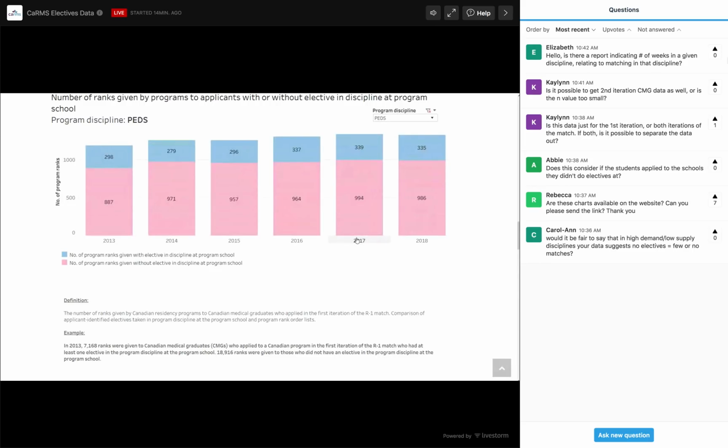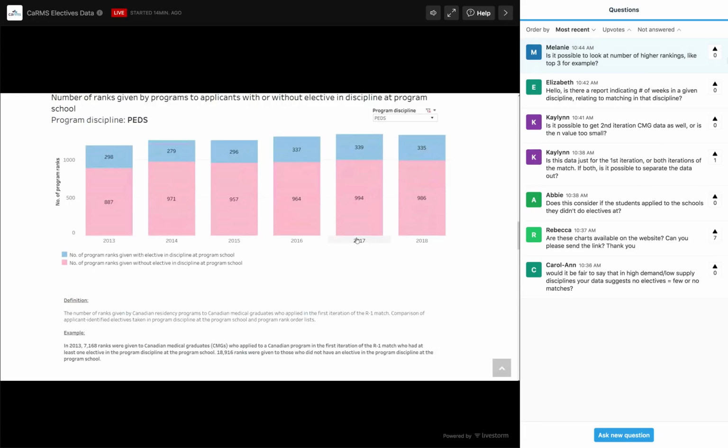And again, I'll pause for questions. Elizabeth, is there a report indicating number of weeks in a given discipline relating to matching in that discipline? No, there is not. This is strictly an indicator of an elective taken in a discipline, and that would be, of course, a full elective taken. You can indicate part electives, but this is not about number of weeks. This is about whether you did or didn't take an elective.